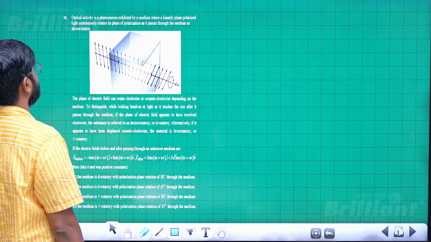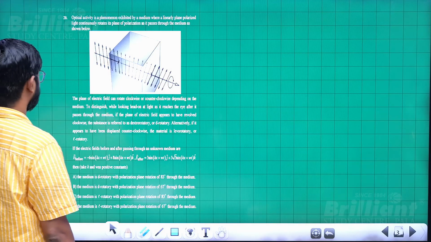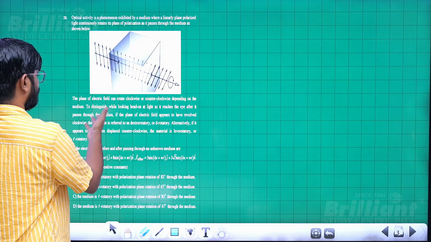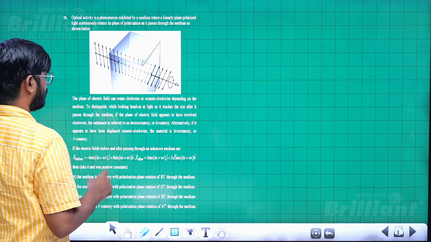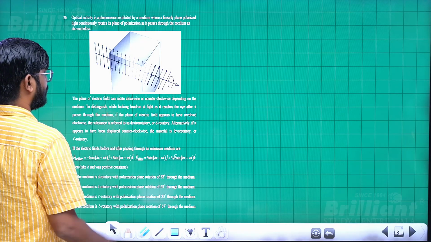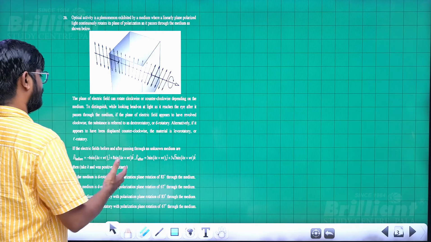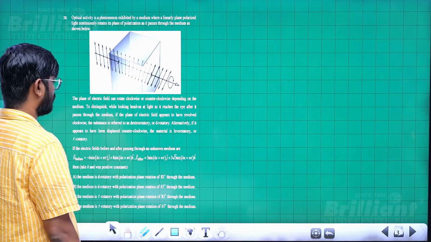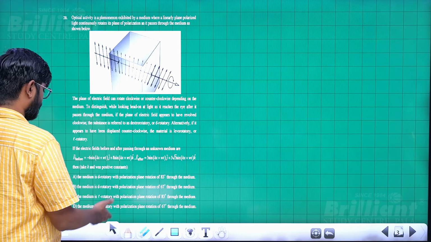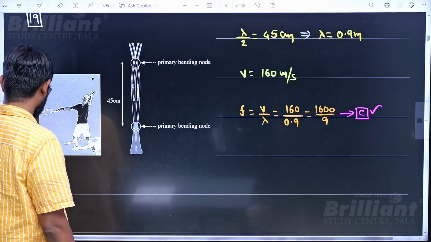Optical activity is a phenomenon exhibited by a medium where linearly polarized light continuously rotates in the plane of polarization as it passes through the medium. So they were telling that to distinguish clockwise or counterclockwise, what we should be doing is, if the plane of the electric field appears to have revolved clockwise, then the substance is called d-rotatory. If it is seen as rotated counterclockwise, then it is called L-rotatory. And they have given the electric field before and after, then they were asking d-rotatory or L-rotatory and what is the rotation of the plane of polarization.